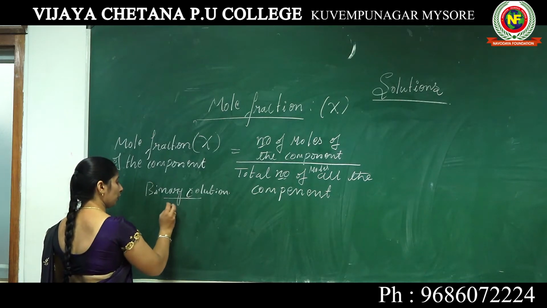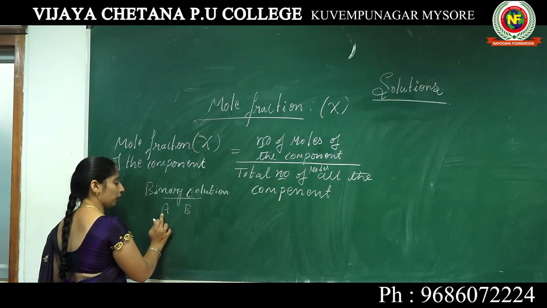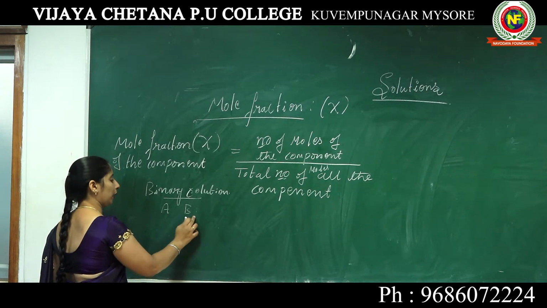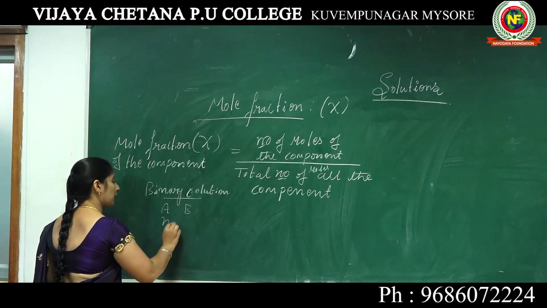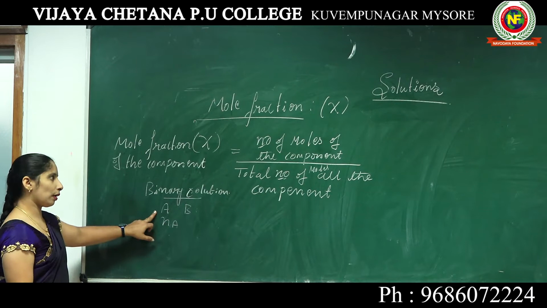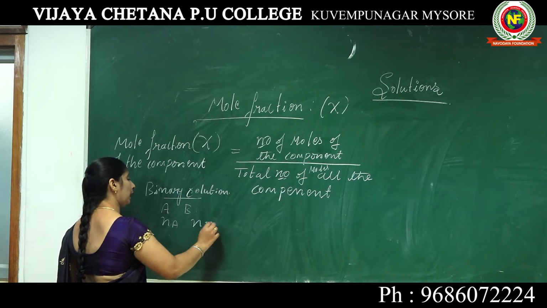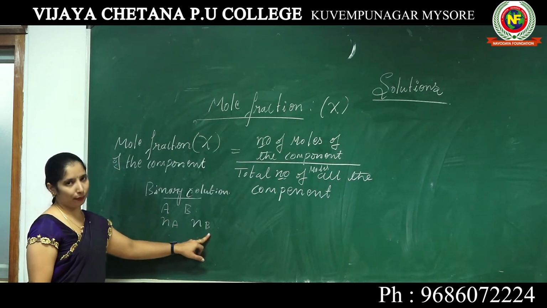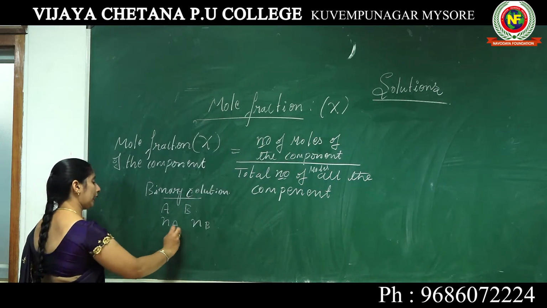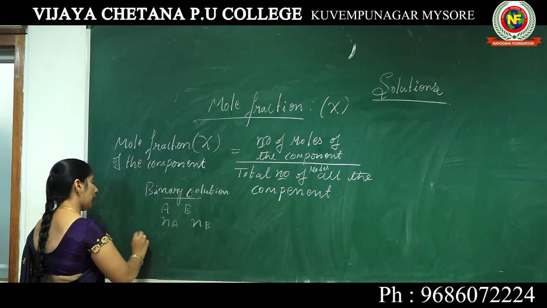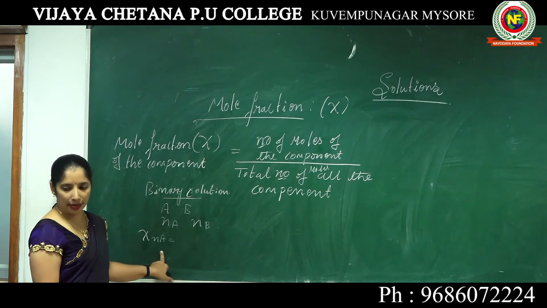In this binary solution, if you take the two components A and B, the number of moles of one component we represent as Na. If you take the other component, the number of moles is represented as Nb. Then how do we represent the mole fraction? You have to find out the mole fraction of A.